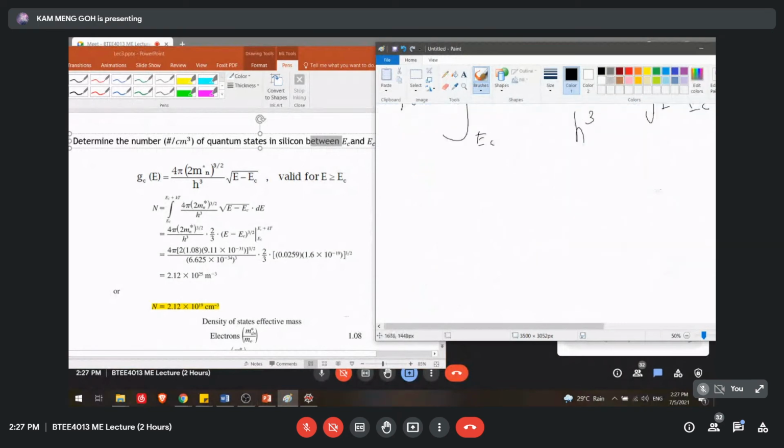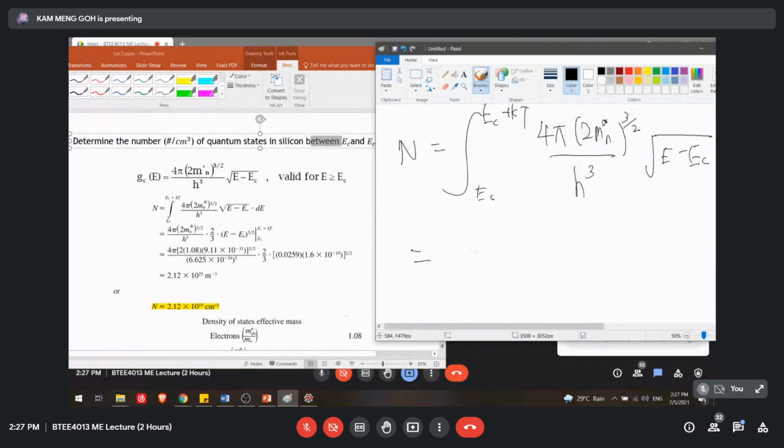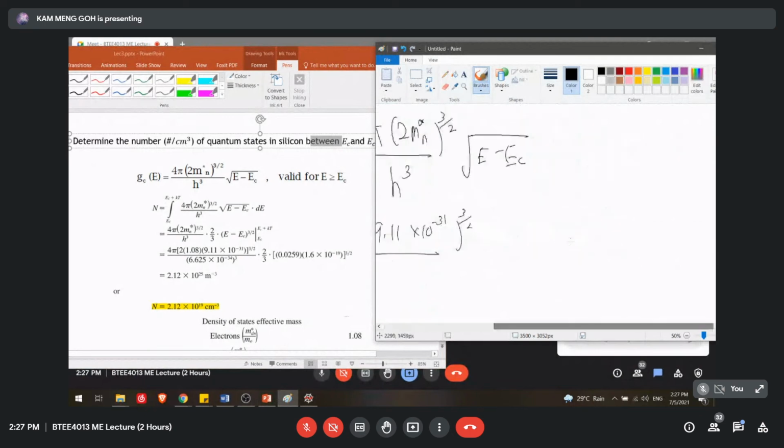And then we just keep doing this. Hold this thing at a constant. 4π² multiplied by 1.08 multiplied by the m0, sorry, this one is 9.11 times 10 to the power of negative 31, to the 3/2, then h cubed. And then we do this: EC plus KT, E squared, E minus EC.